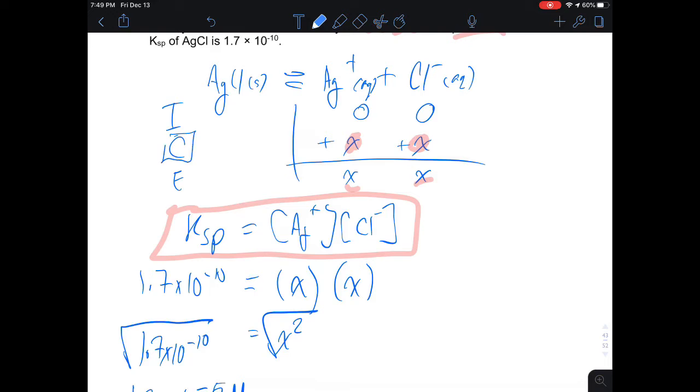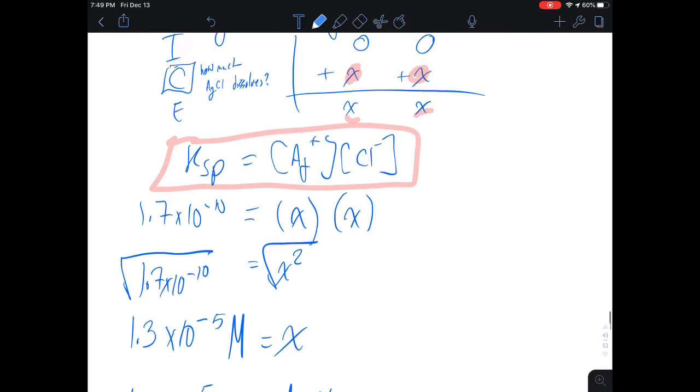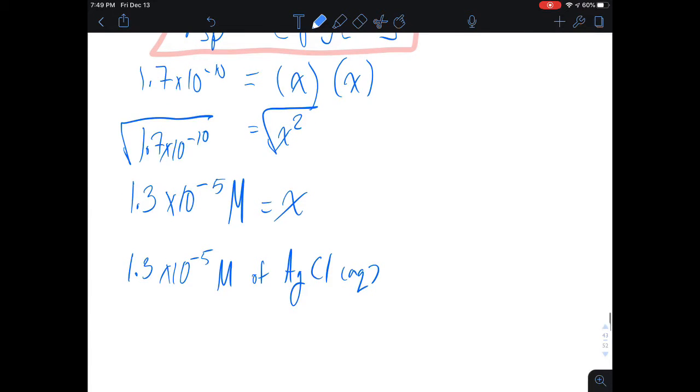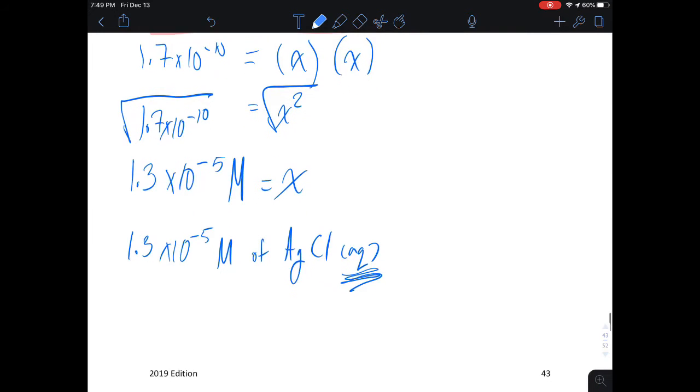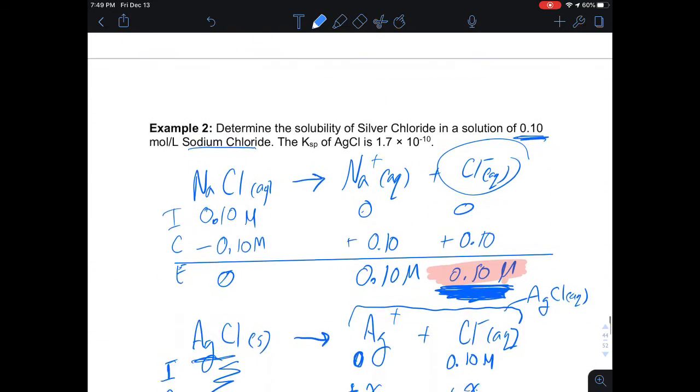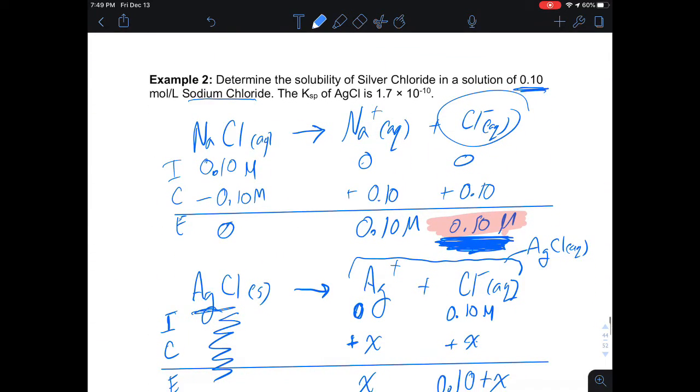This is essentially the change, and in this case, the change is how much AgCl dissolves. That's what this change is. So once you've figured out the change, this is how much silver chloride has dissolved, or how much silver chloride is aqueous. Any other silver chloride beyond this amount would be in the solid form. Okay, let's look at example 2.